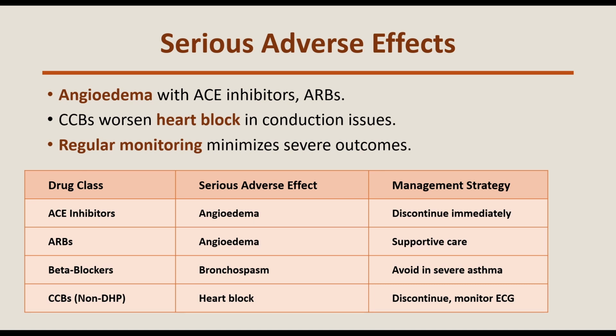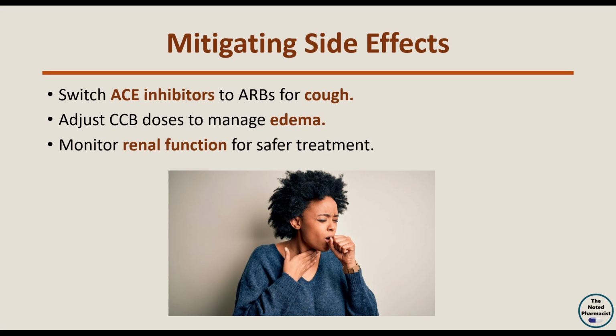Management of side effects. For ACE inhibitor-induced cough, switching to an ARB like valsartan, 80 to 160 mg daily, can resolve the issue while maintaining blood pressure control. Peripheral edema caused by CCBs may be mitigated by dose adjustment or co-administration with a diuretic. Patients experiencing fatigue from beta blockers may benefit from a gradual titration of the dose or switching to a cardioselective agent like nebivolol. Renal function must be monitored, especially in older adults and those on multiple medications.